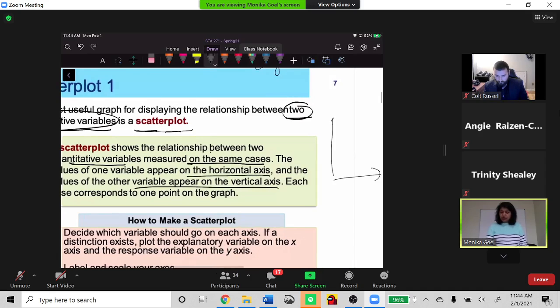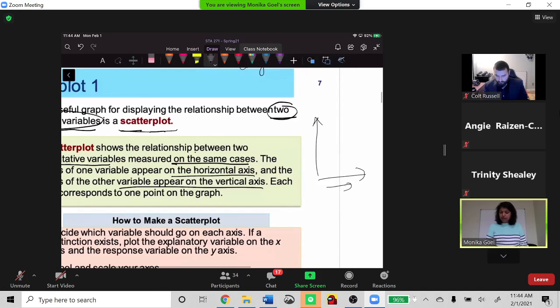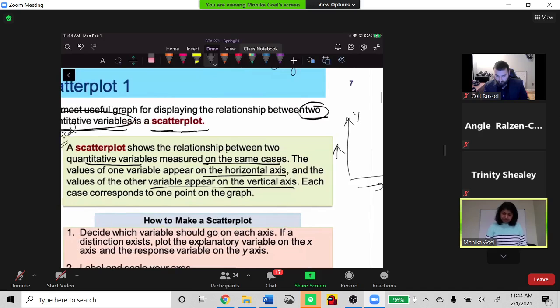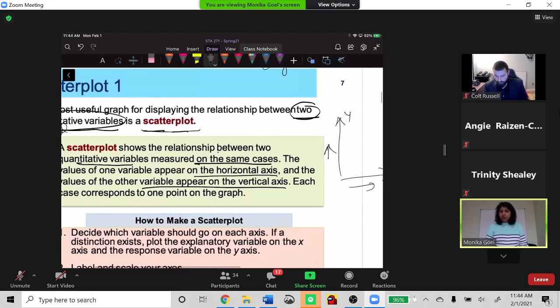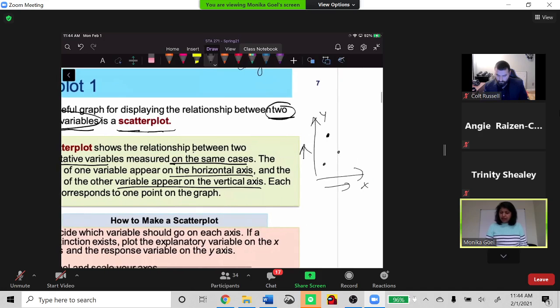So when we are talking about two variables, one is on x and one is on y on a scatterplot. Each case corresponds to one point on a graph. Let's say this is the point here, or this is the point, this is the point. Can we make this point just knowing the value of x? Let's say my x is 2. Can I make this point with just knowing the value of x?